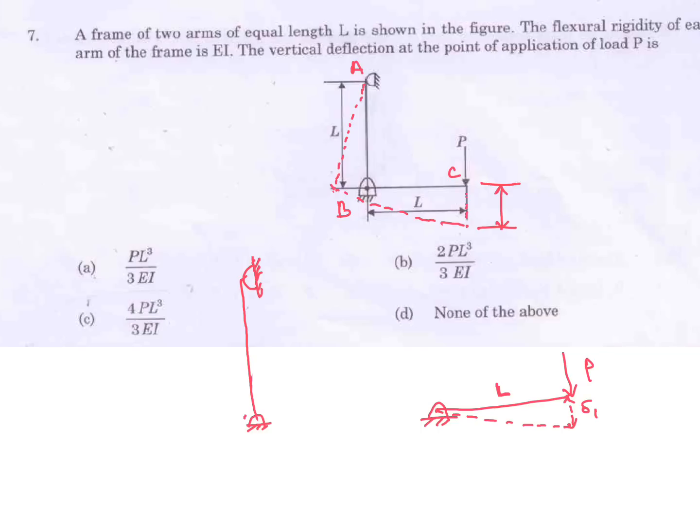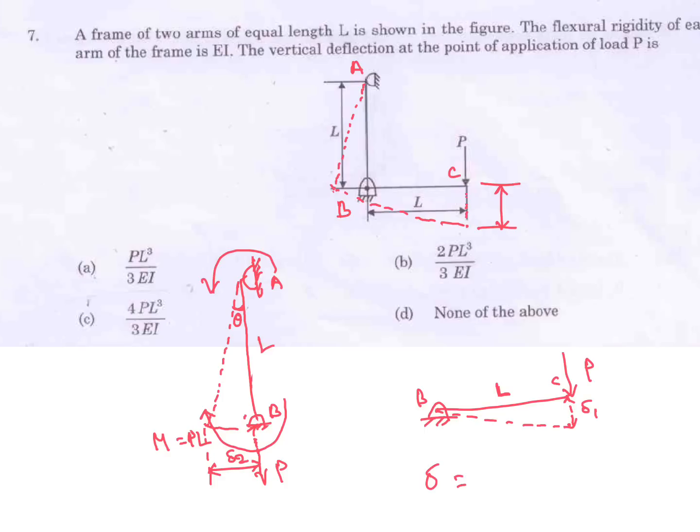The eccentric load P, it will act like one moment M equal to P into L, and one axial load here P. If you resolve P, it will act like this. And this is point B, C. This is A and B. Here it will deflect like this. Theta, here L. Delta 2. So total deflection at the point of application of load P will be delta 1 plus delta 2.